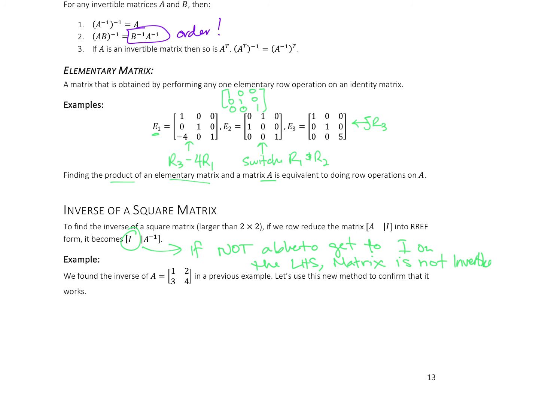So what we're going to do is our row operations here and see if we can get down to the identity and prove that this actually works. So I'm going to set up my matrix: 1, 2, 3, 4, and 1, 0, 0, 1. And I'm going to keep doing row operations. First thing I'm going to do is eliminate that 3 in the bottom position. Gives me 1, 2, 0, -2, 1, 0.